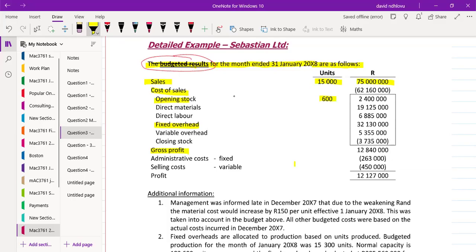Instead of gross profit, we then have contribution, or what we call marginal costing. Also, the fixed manufacturing overhead will be expensed as part of the periodic cost. So here we have been given a budget compiled according to absorption costing. Let's see the additional information.